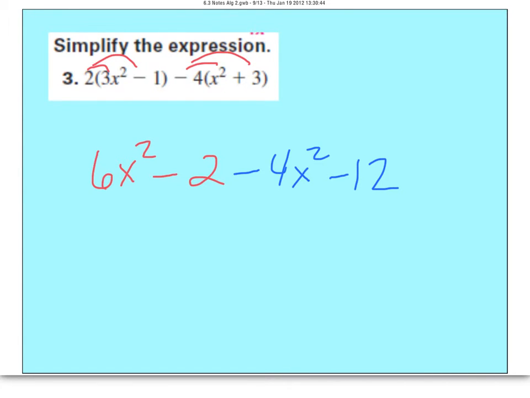Add our like terms together. 6x squared minus 4x squared is 2x squared. A negative 2 minus 12 is minus 14.